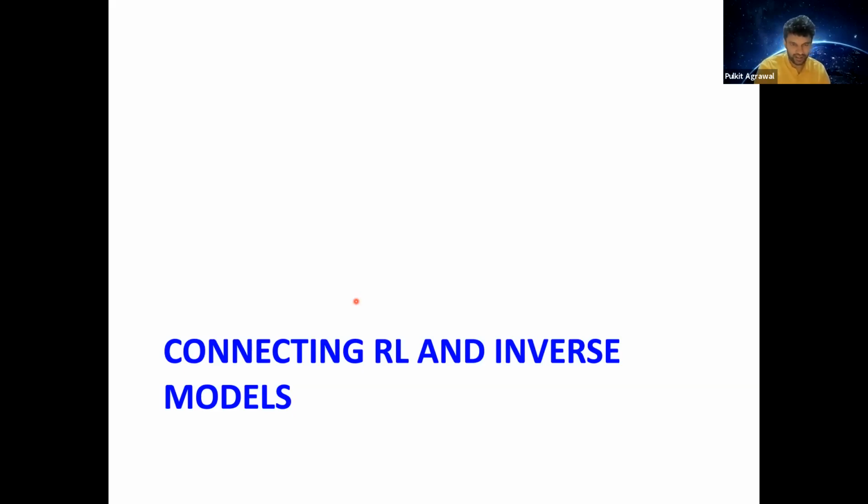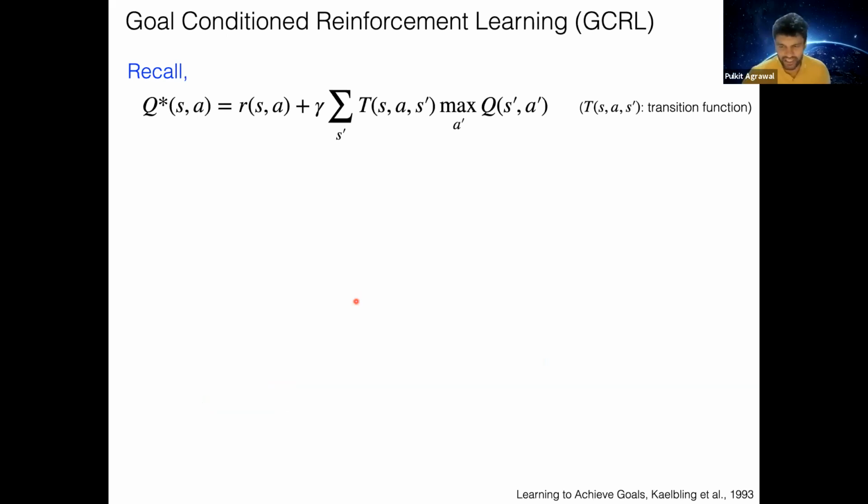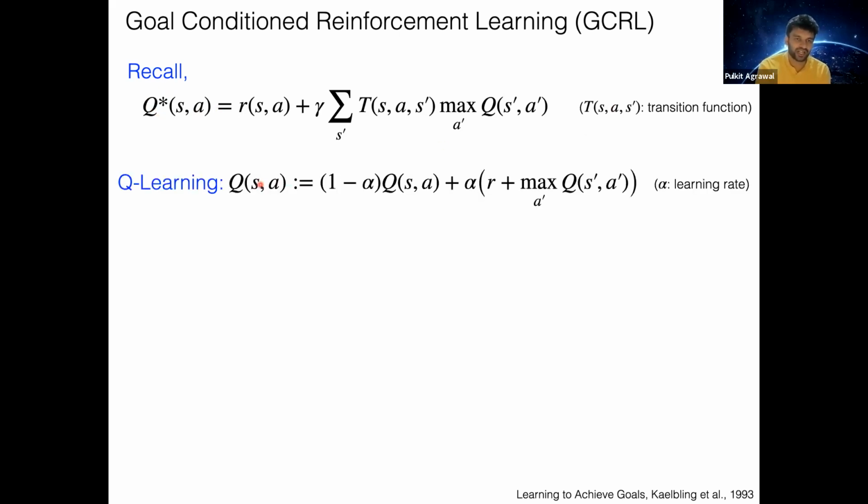One of the very initial papers in this area was from Leslie, almost 30 years back. Now recall how Q-learning works. Q-learning is, I want to estimate my optimal Q function, which I've written down, the Bellman update. And we also looked at how to update my Q function, where alpha is a learning rate. Now, notice the Q function only depends on the state and the action. It does not take the goal as an input.